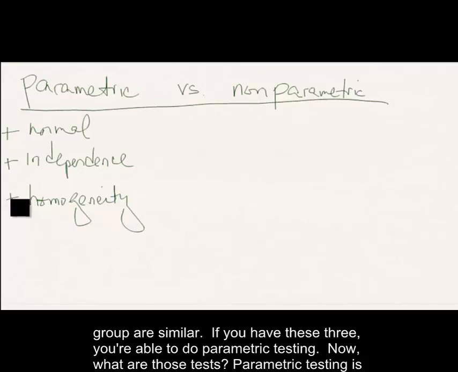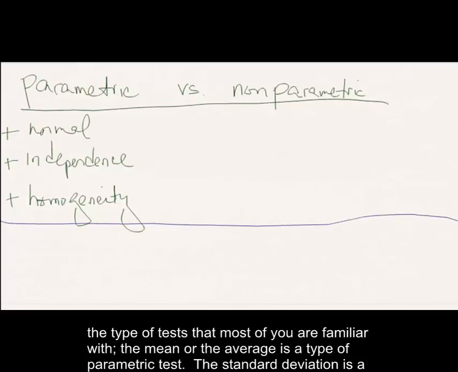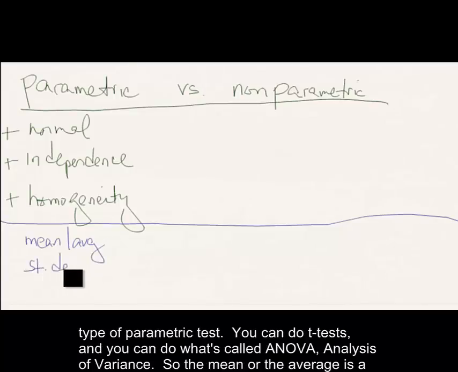Now, what are those tests? Parametric testing is the type of test that most of you are familiar with. The mean or the average is a type of parametric test. The standard deviation is a type of parametric test. You can do t-tests, and you can do what's called ANOVA, analysis of variance.